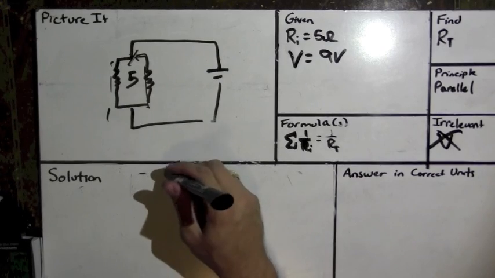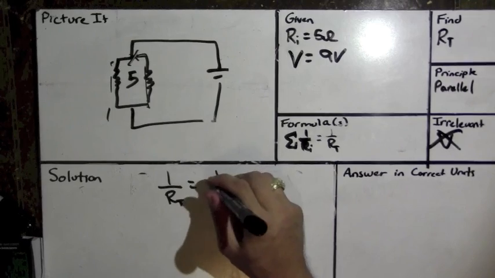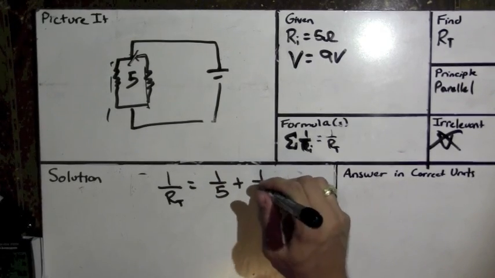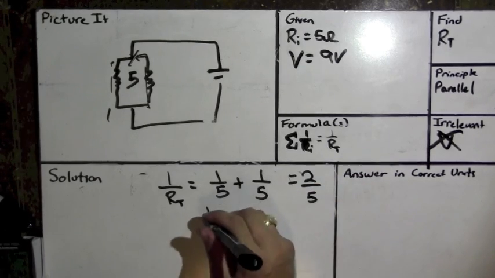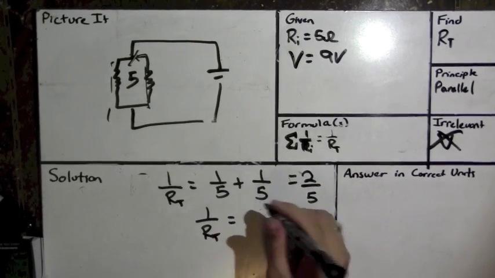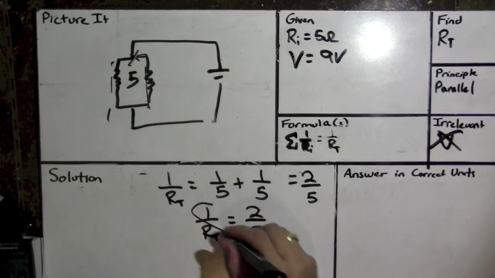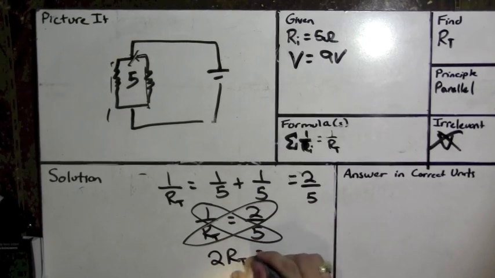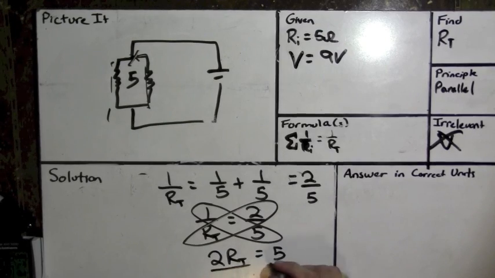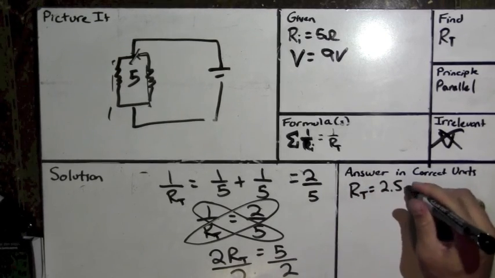So now we say, okay, 1 over the total resistance is equal to 1 over 5 plus 1 over 5, which is equal to 2 over 5. So now you have 1 over the total resistance is equal to 2 over 5. And now you could solve by cross multiplying. 2RT equals 5. The total resistance is 2.5 ohms.